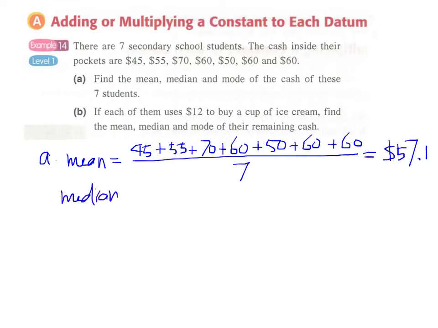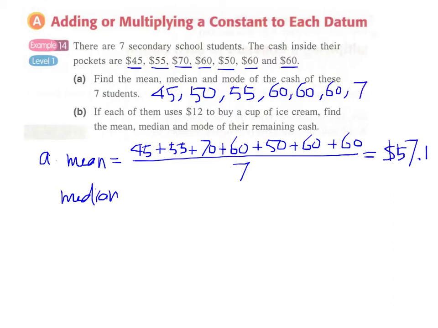And for the median, we have to arrange the numbers in ascending order first. For example, we have 45 and then 50. Next will be 55 and we have 360 here. And the largest one is 70. Since we have a total of 7 numbers, 1, 2, 3, 4, 5, 6, 7, therefore the middle one, this one, will be our median, that is $60.